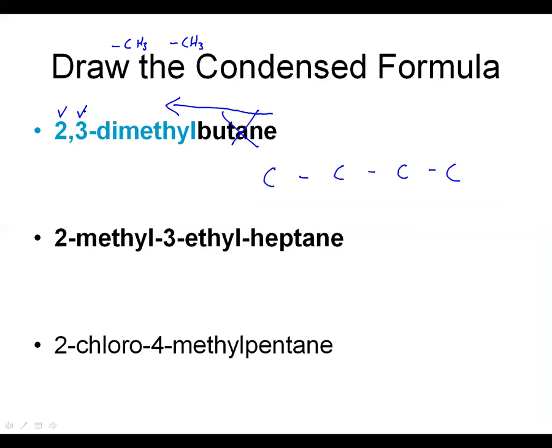The nice thing is, since you are drawing it, you could choose whichever way you want to go. So you could go left to right and call the guy on the left carbon number 1. You could also, if you wanted to, start on the right-hand side and go right to left and call that guy carbon number 1. I'm going to go left to right. So I'm going to call this guy right here carbon number 1.